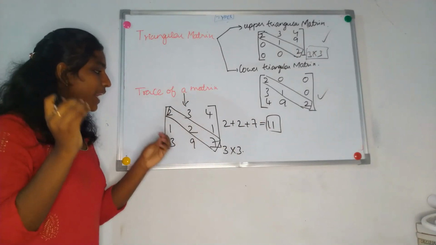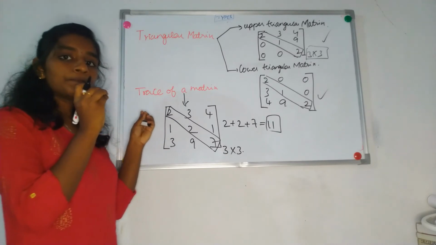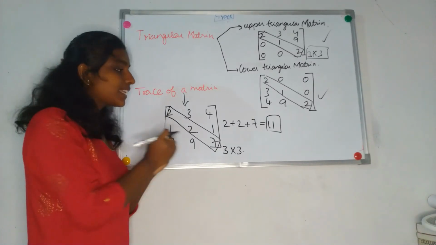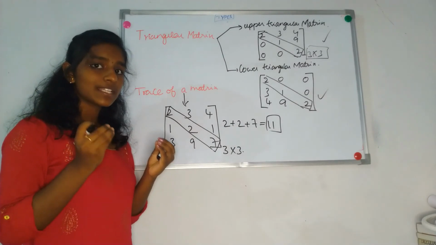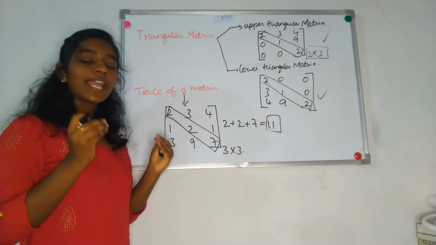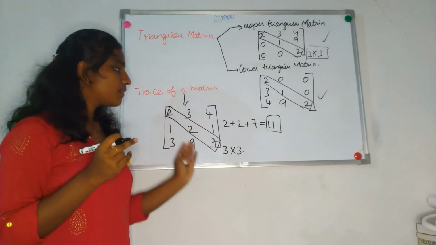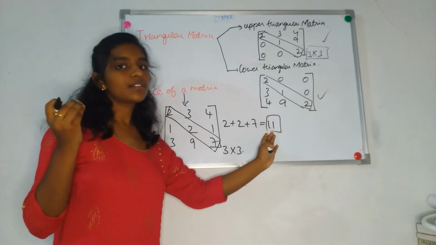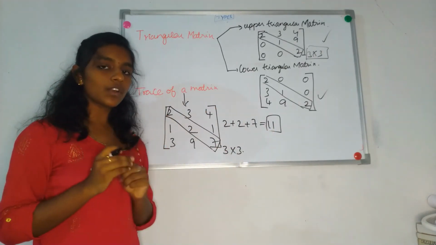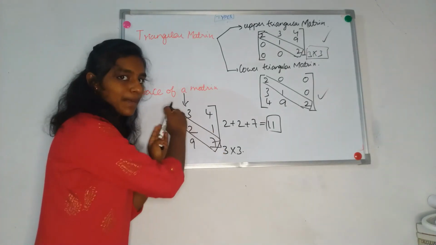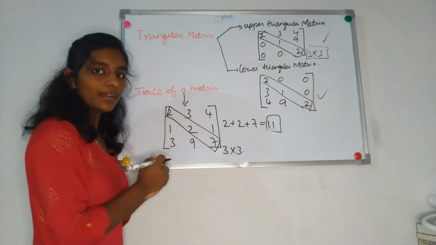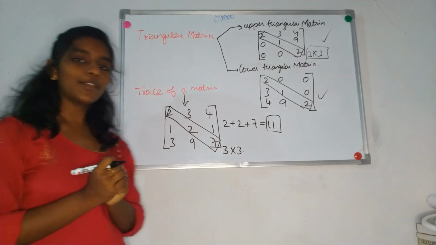In a square matrix, the sum of all the diagonal elements is known as the trace of a matrix. Taking a square matrix, the sum of all the diagonal elements, that sum will become the trace of a matrix. Have you understood what a trace of a matrix is? So we take the trace, and that will be equal to the trace of a matrix. Have you got the point?